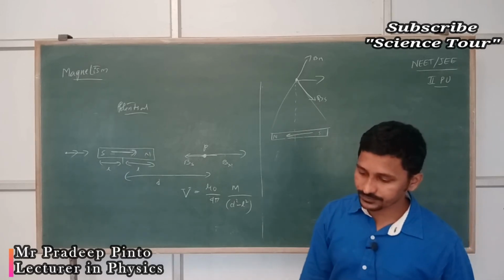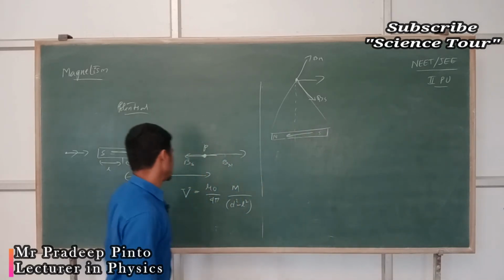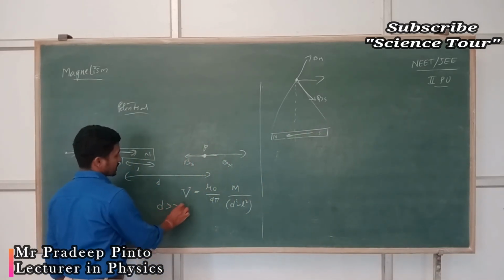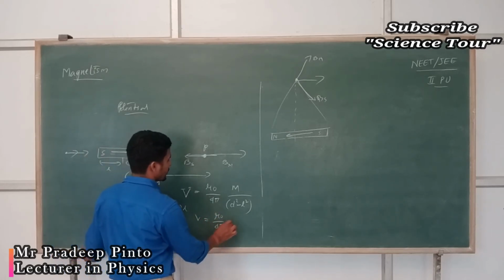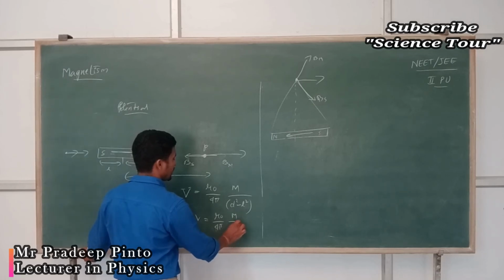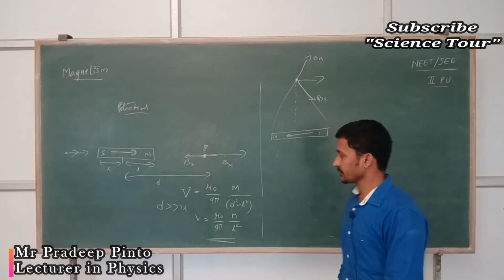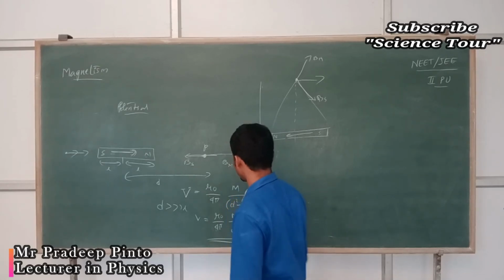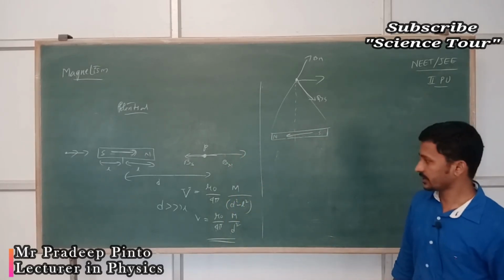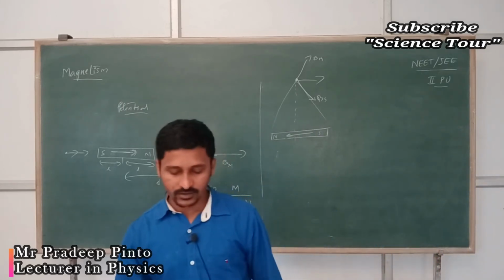Now again I make the consideration that d is very much greater than l, so V equals mu naught divided by 4 pi into m divided by d square. So this is the case for the potential.